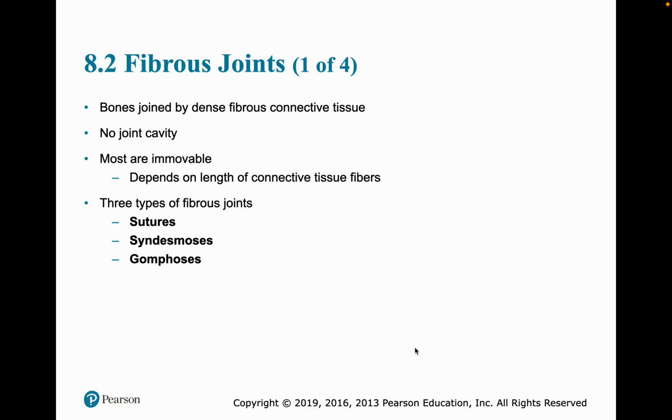A fibrous joint is where bones are joined by dense fibrous connective tissue. There's no joint cavity between them. They are mostly immovable. That mobility will depend on the length of those connective tissue fibers. If they're a little longer, sometimes they allow a little bit of movement, but most are going to be synarthrotic. The three types we'll look at are sutures, syndesmoses, and gomphoses.